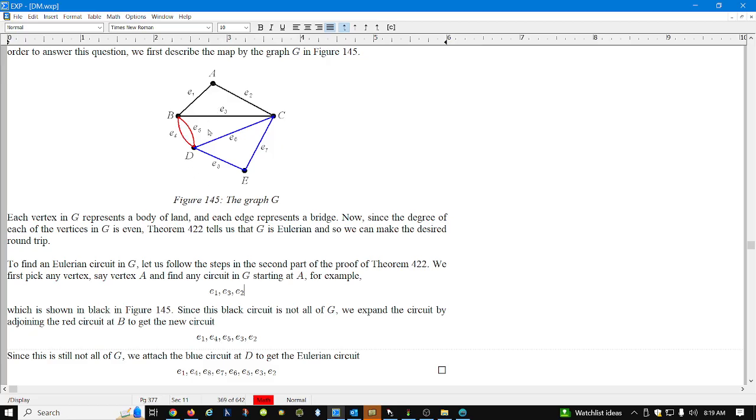So we still haven't got the entire graph, we haven't got the blue edges, but if we erase everything else, there's an obvious circuit in the blue edges, and that would be E8, E7, E6. So we could attach that to the red-black circuit at vertex D, for example. And we would have E1, E4, E8, E7, E6, E5, E3, E2. That is an Eulerian circuit.